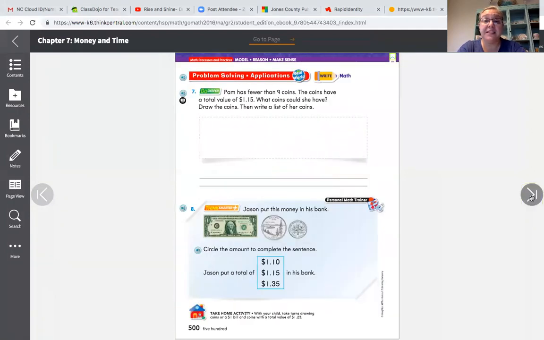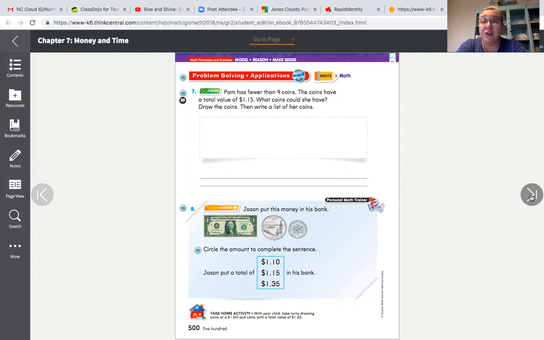Okay, number 7 says, Pam has fewer than 9 coins. Ooh, this is going to be a tricky one. The coins have a total value of $1.15. What coin should she have? Okay, so there's probably going to be a couple different answers for this, but if my answer has 9 coins, is that going to be the answer? No, it has to be fewer.